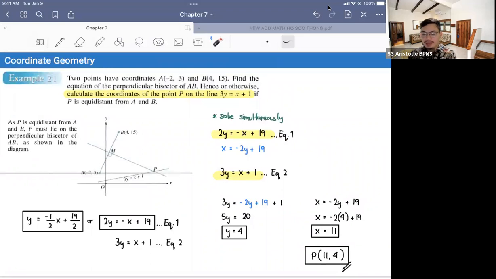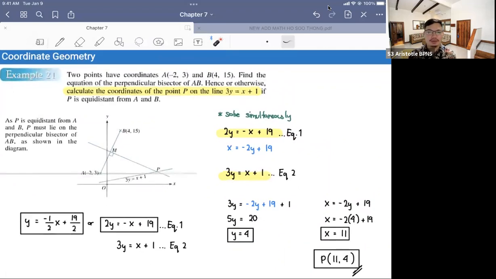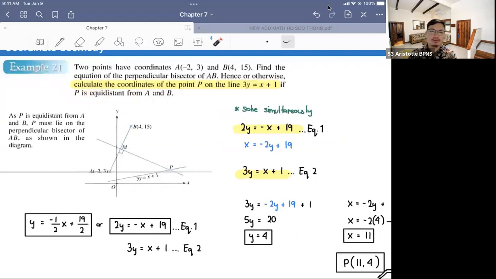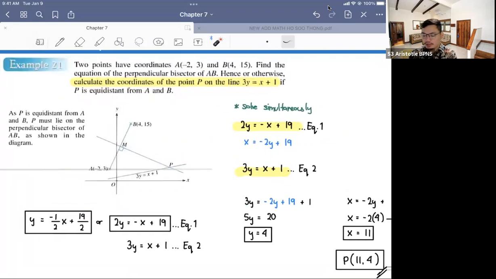All right, but actually the word equidistant from A and B doesn't matter if you're not solving for anything related to that. The only thing that you need to know here, class, is you need to find the coordinates of point P by having these two lines. So basically, you need to solve this simultaneously, right? This is the equation of the perpendicular bisector from the first part of the question, and this is the equation of the given line. They intersected at point P, so you need to find the coordinates of point P.